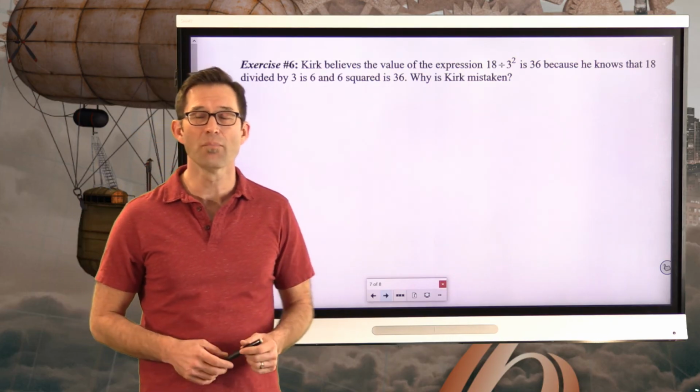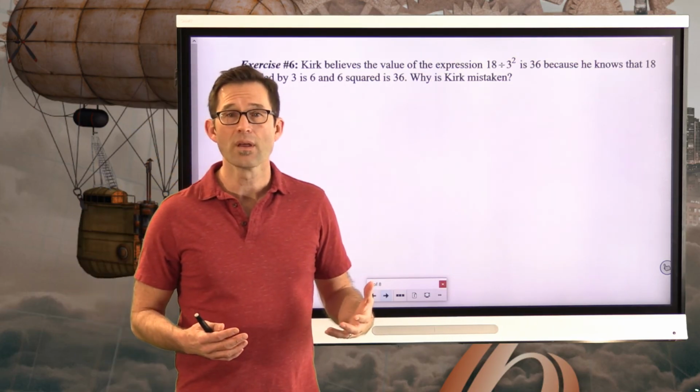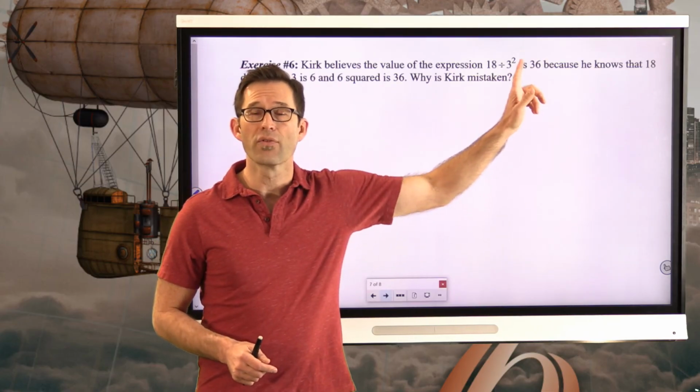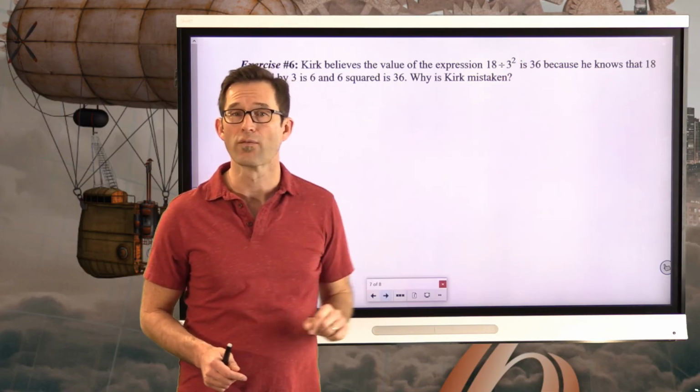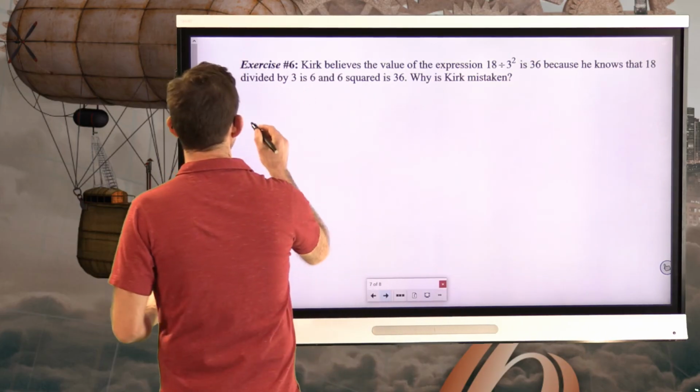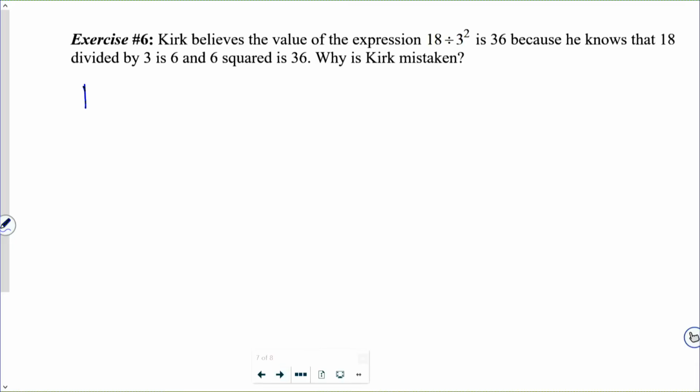All right, well, it's this simple, right? I've made a mistake here because if I've got 18 divided by 3 squared, I must do the squaring first, all right? So the mistake, and I really should have also asked you for the correct answer, but the mistake is I must do the exponent first. The mistake was I shouldn't have divided first, I must do the exponent first.